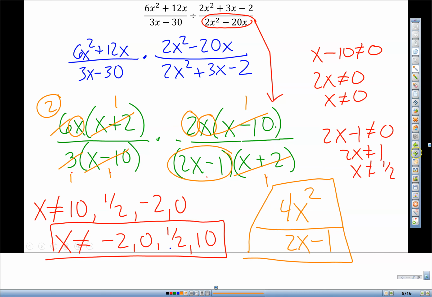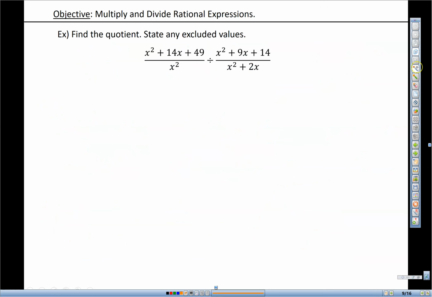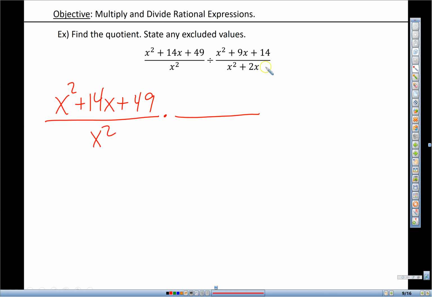All right, let's look at this one. So again, emphasizing our division problems. So again, first thing I'm going to do is rewrite as multiplication using my procedure multiply by reciprocal. So the first ratio always remains as is. Division becomes multiplication, and the second ratio flips.